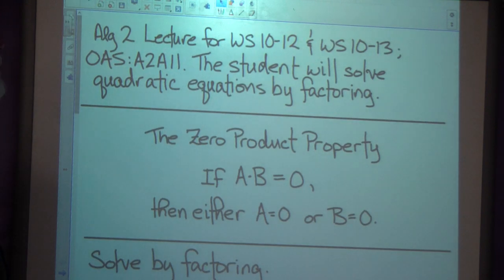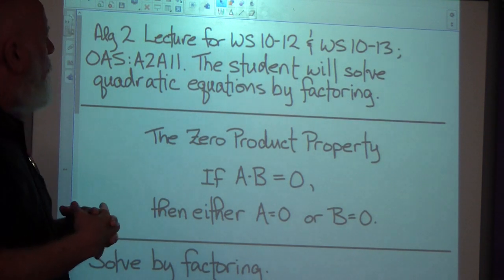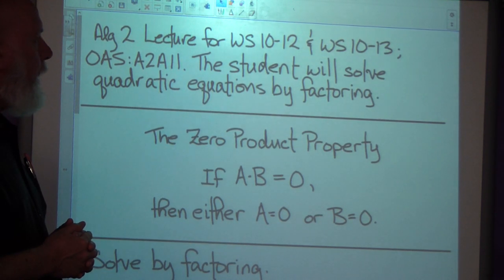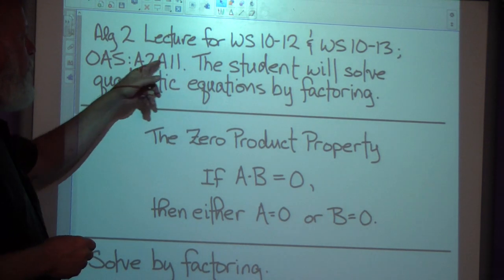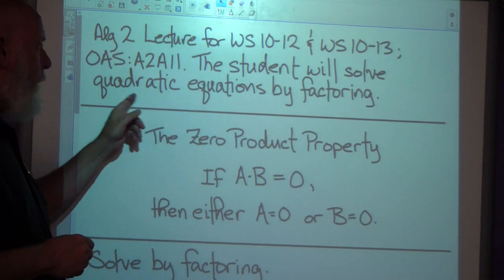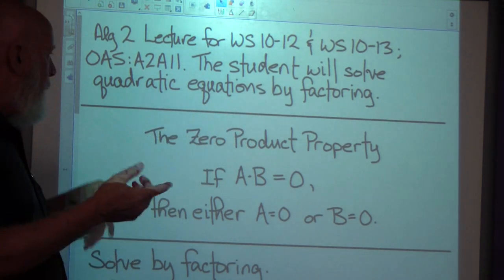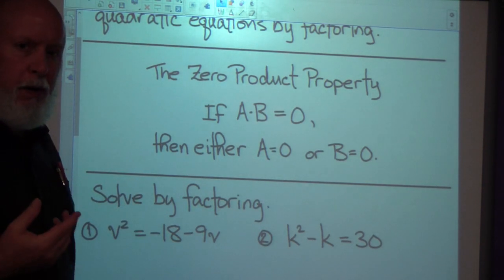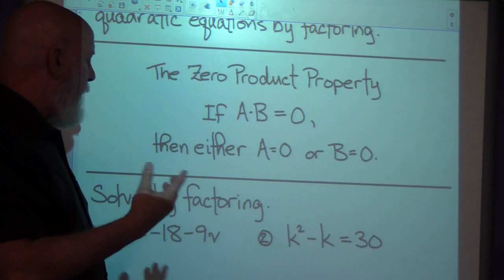Today we're going to be doing Algebra 2 lecture for worksheet 1012 and 1013. It's OASA 2A11 again. The student will solve quadratic equations by factoring. In this case, we're going to run into a situation where we have to use the zero product property.